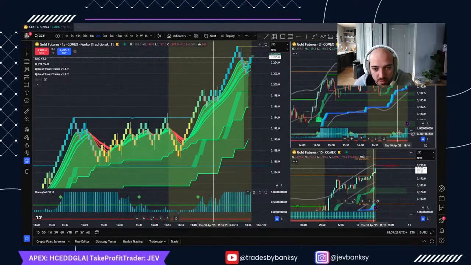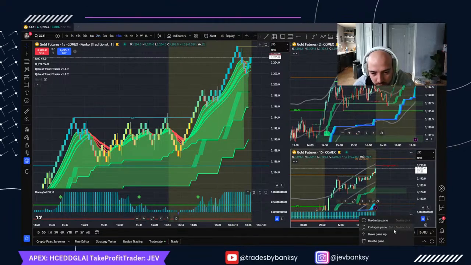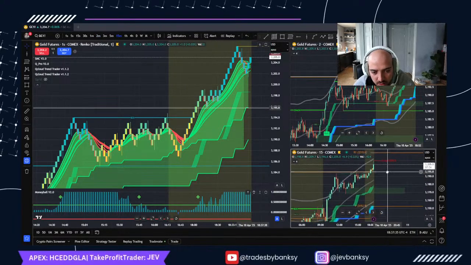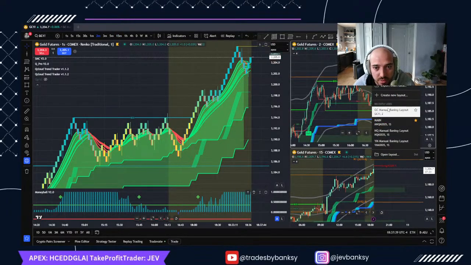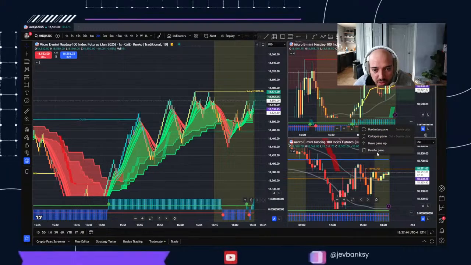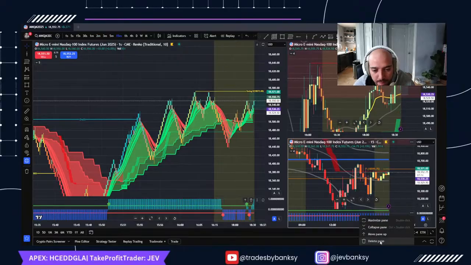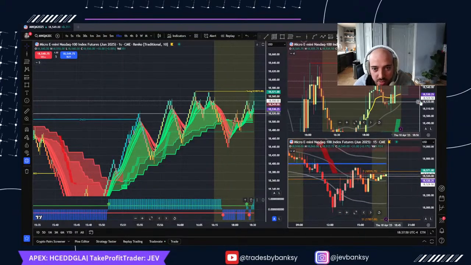I don't really need the money ball on any of these. There we go. That looks actually much cleaner. I'm going to take the money ball off of the right two panels because I don't really need it. I only care about it on the Renkos, and it gives us more space, like visually.